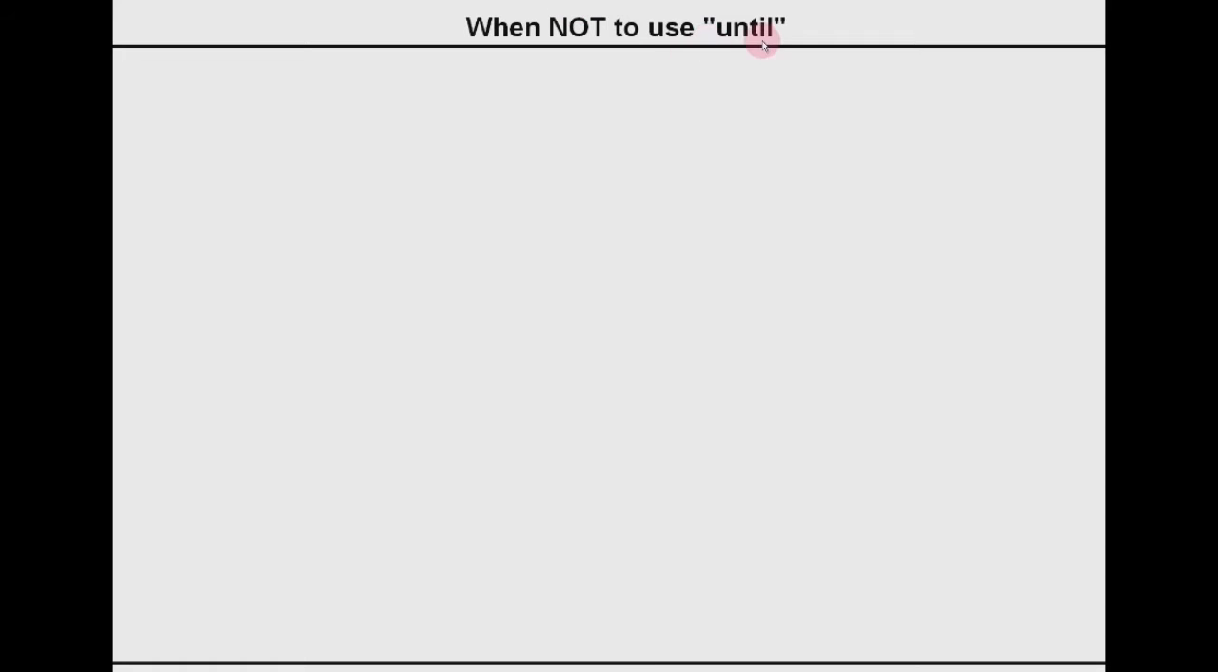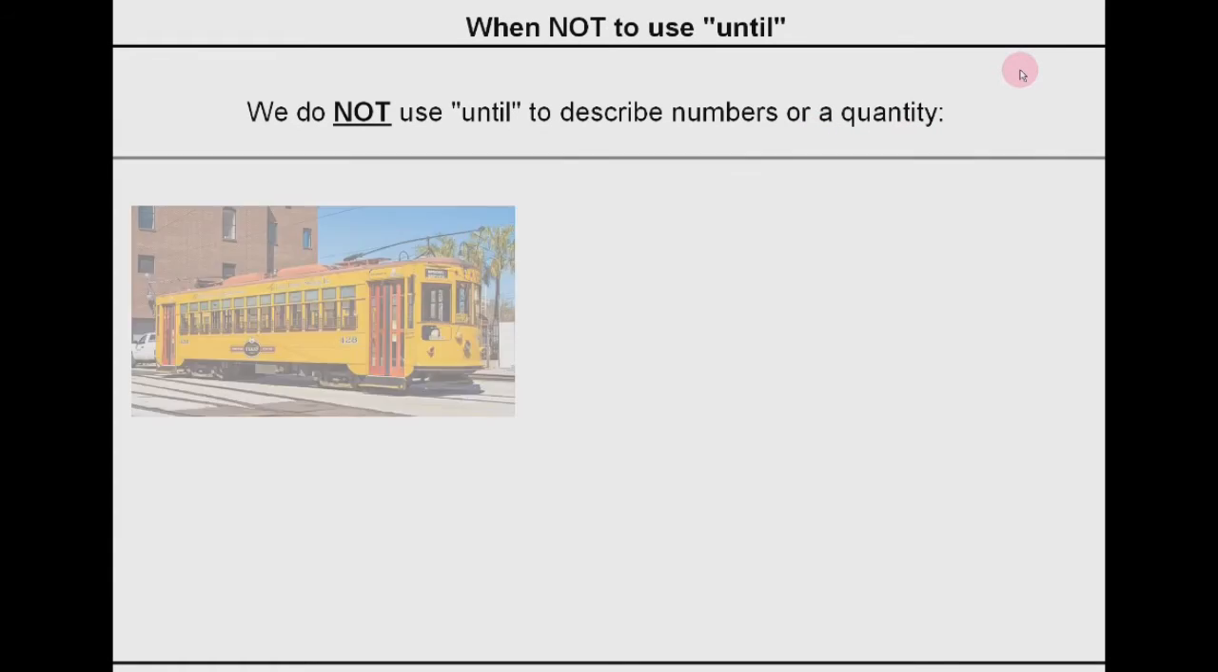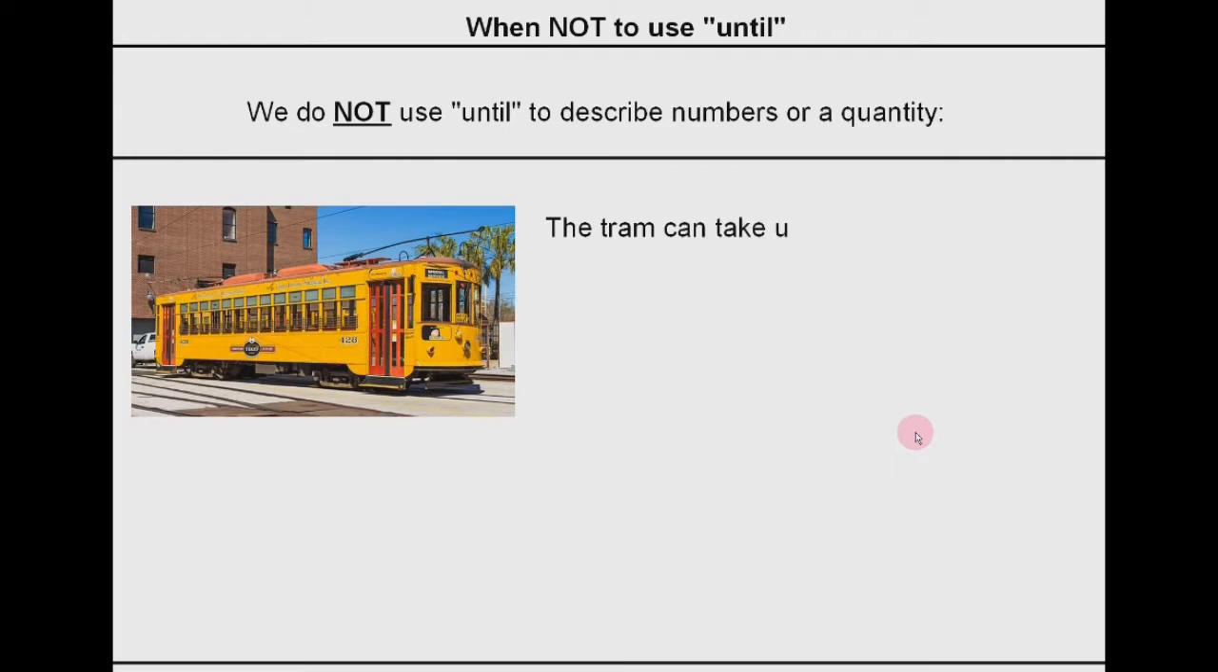When not to use until. These are some common mistakes, often by speakers of other European languages, perhaps French or Spanish or Italian. So in English, we do not use until to describe numbers or a quantity. Example. The tram can take until 50 passengers. In English, this is wrong. Okay? This is correct in some other languages, but in English, this is wrong.